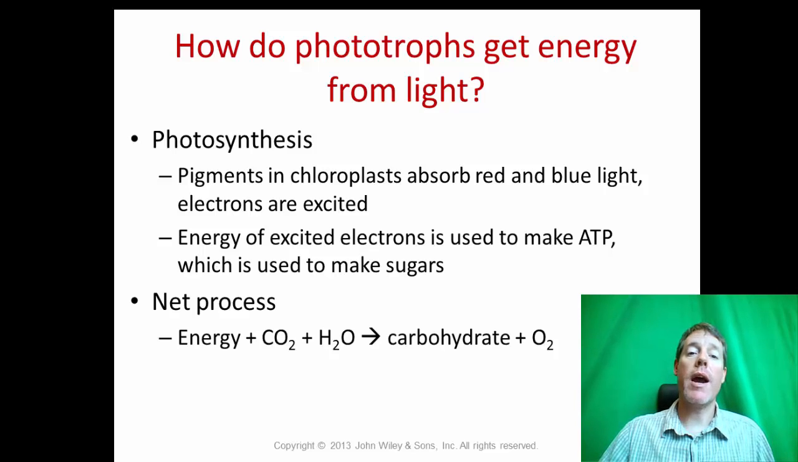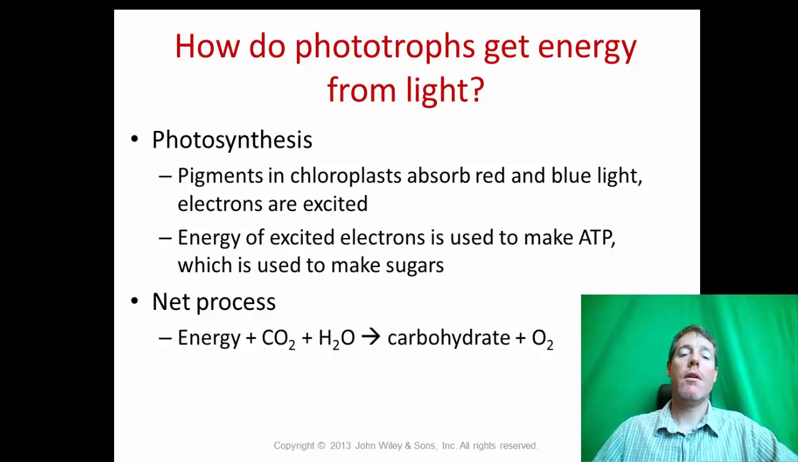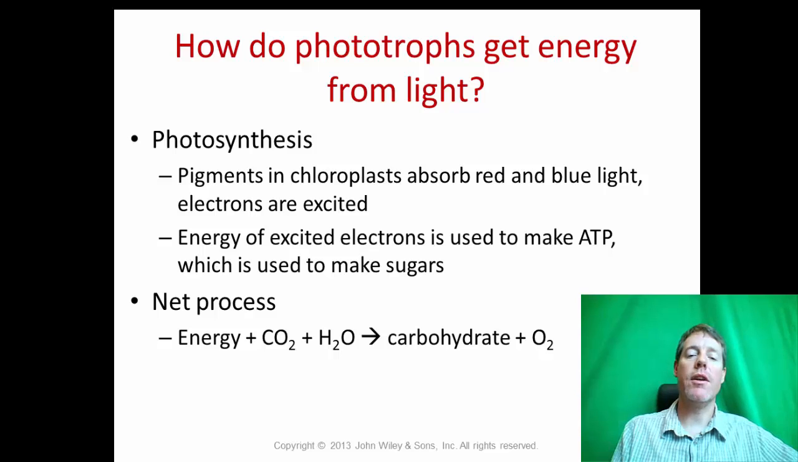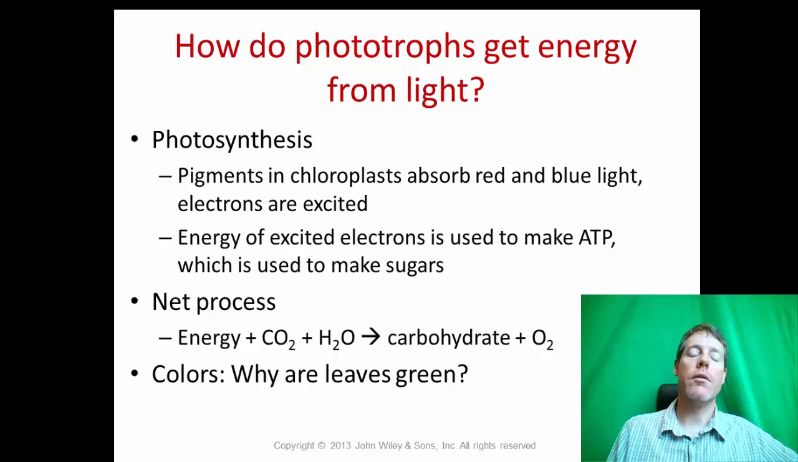Overall, the net chemical reaction of photosynthesis is energy input from sunlight plus carbon dioxide from the air plus water results in carbohydrates or sugars plus oxygen, molecular oxygen, as a byproduct. So, why are leaves green? Because they're reflecting green light and absorbing red and blue light in their pigments of the chloroplasts, which are the organelles where photosynthesis is taking place.